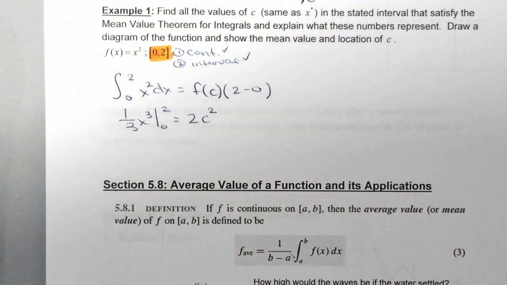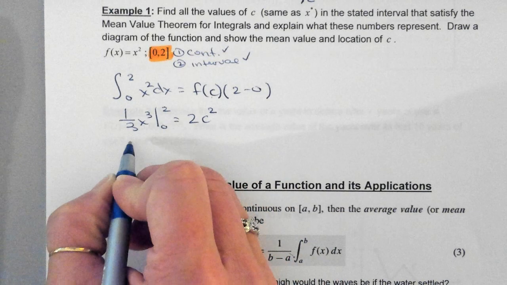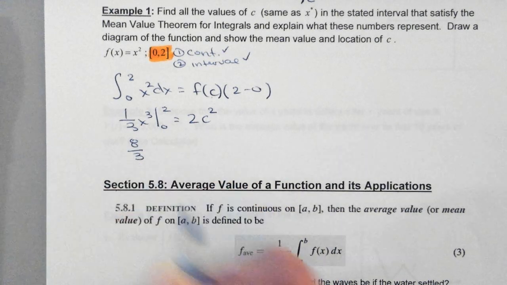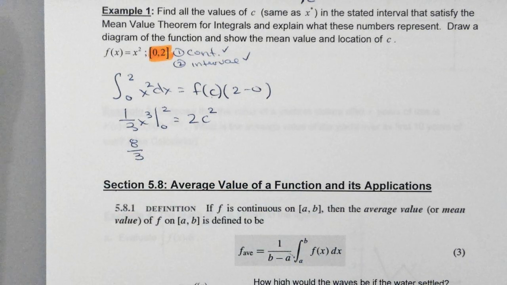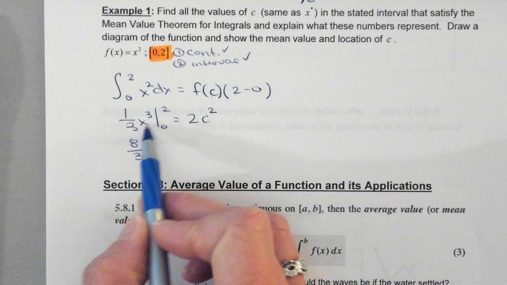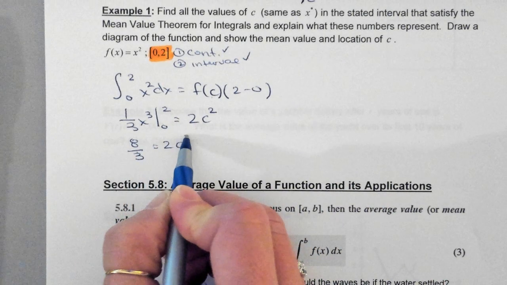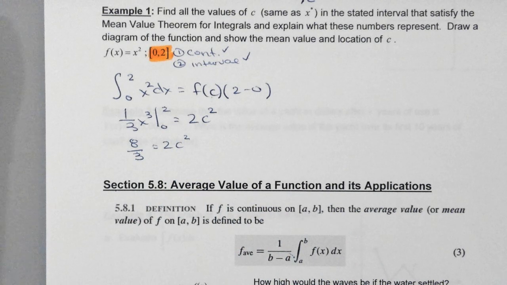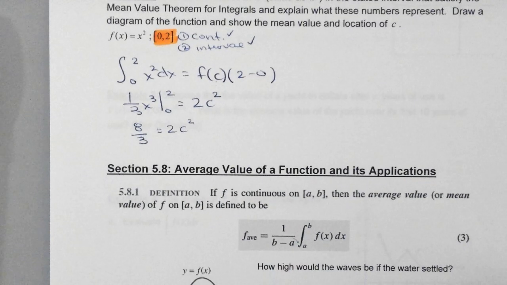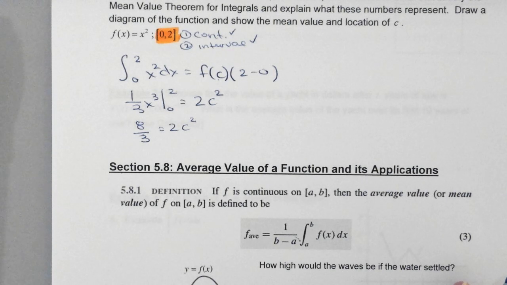Okay? So now let's evaluate. When I plug in 2, I end up with 8/3. What happens when I plug in 0? It's just 0. So do I have to write it down? 2 cubed is 8 times 1/3 is 8/3. And this is equal to 2c squared. Okay. So now I need to solve for c. What do I do first? Multiply 8/3 by 1/2. Sure.